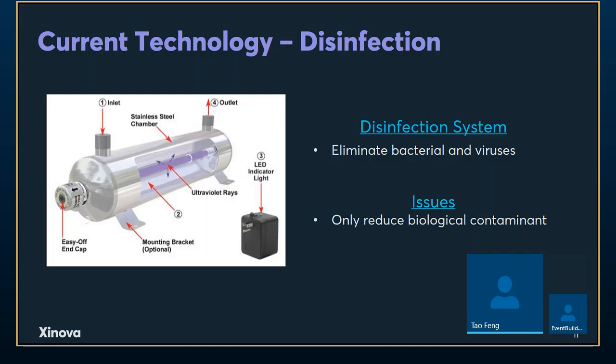An example is a commercial UV system. The flow rate is in the range of 8 to 20 gallons per minute. So the flow rate is okay here.